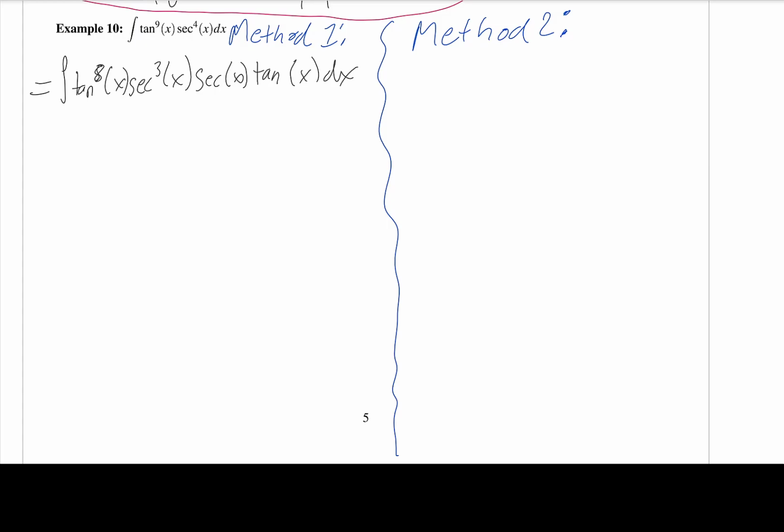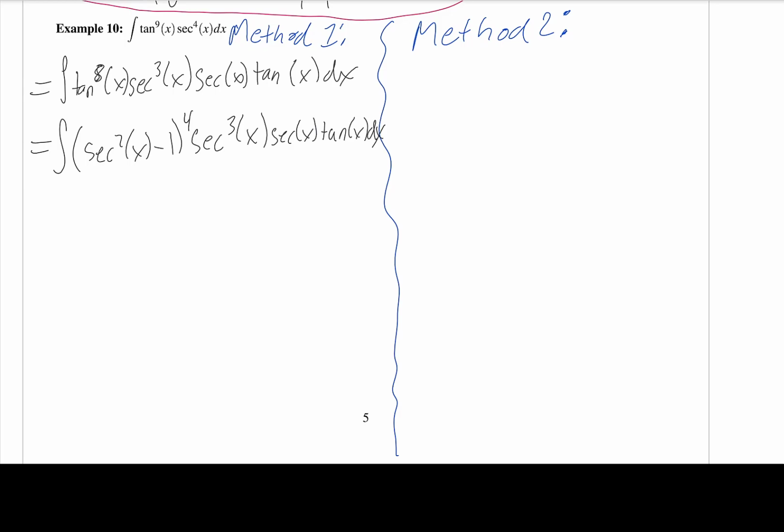Then remember, the goal after this was to try to change as many things into secants as possible. So we can write tan to the 8th as tan squared to the fourth. But tan squared is the same thing as secant squared minus 1. So this is secant squared of x minus 1 to the 4th power, secant cubed of x, secant x tan x, because remember, we don't mess with that part.